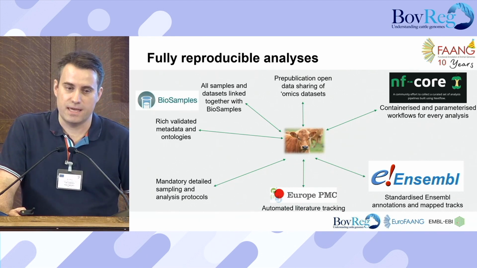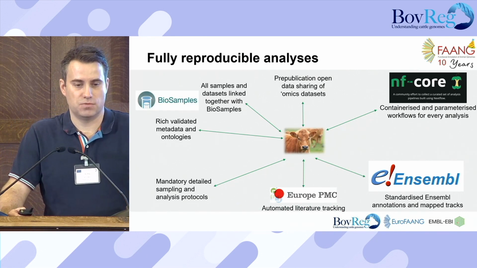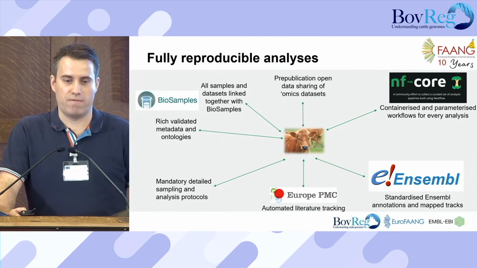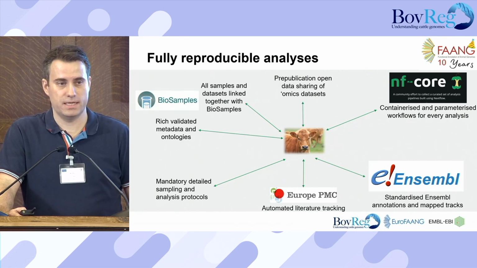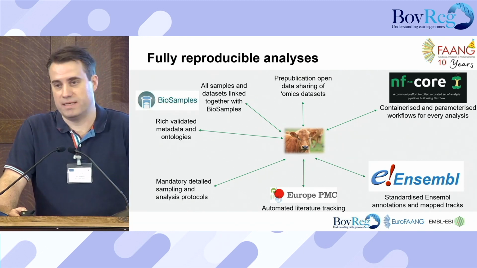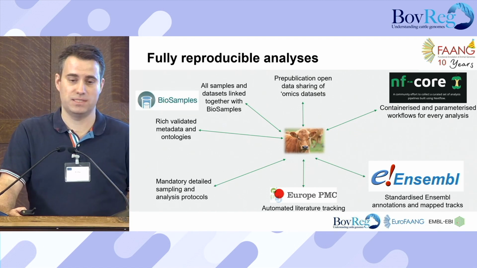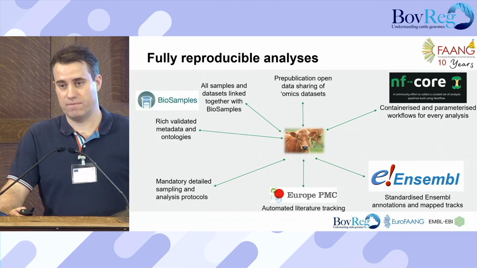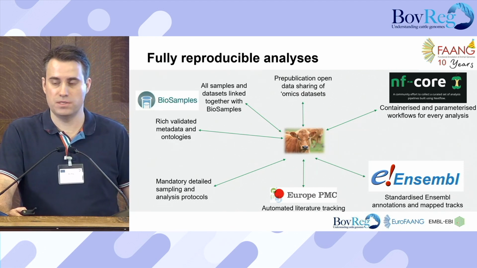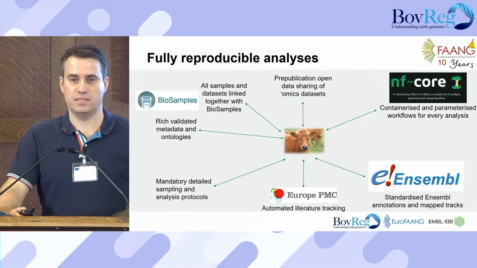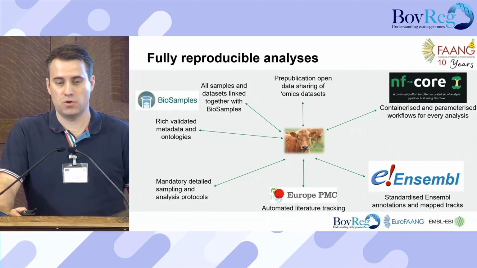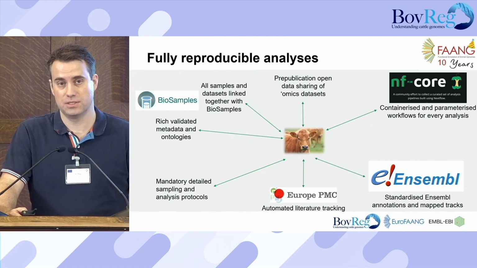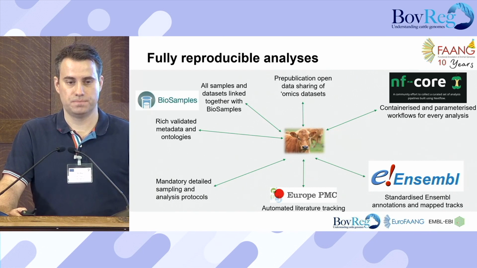So if you take any given data set within FAANG, you'll find that it has this rich metadata. It's got these standardized and mandatory protocols. You have pre-publication of many of the raw data sets within FAANG. You have this automated literature tracking, so we understand the impact and how this data is being reused. You have attached to it workflow pipelines, particularly the nf-core analyses that you're going to hear from Bjorn and Jose about, which are so important for our standardization of analysis within Europe. And then also you'll have a standardized Ensembl annotation and mapped tracks, as well as the community annotations that have been done by the projects themselves.